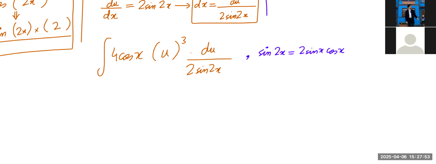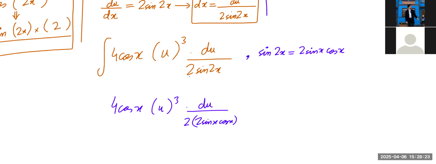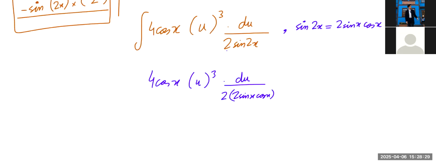It's in your formula booklet, by the way. So we can replace sine 2x with that. So we basically have 2 sine x cosine x here. Let me just rewrite this because there's another 2 here. So we're going to have 4 cosine x u cubed du over 2 times 2 sine x cosine x. Be careful, there's another 2 sitting here and another 2 that comes from the sine 2x itself. Now the 4 and the 4 cancel each other out. The cosine x and the cosine x cancel each other out. So far, so good?